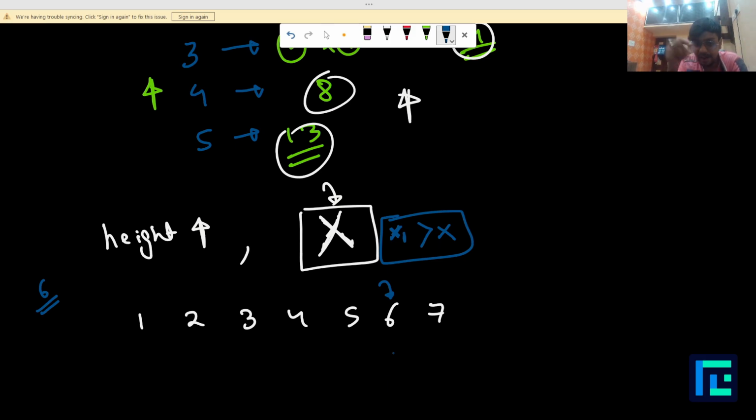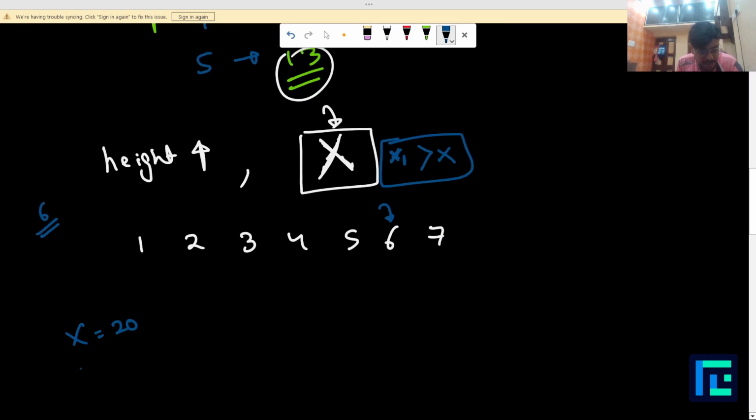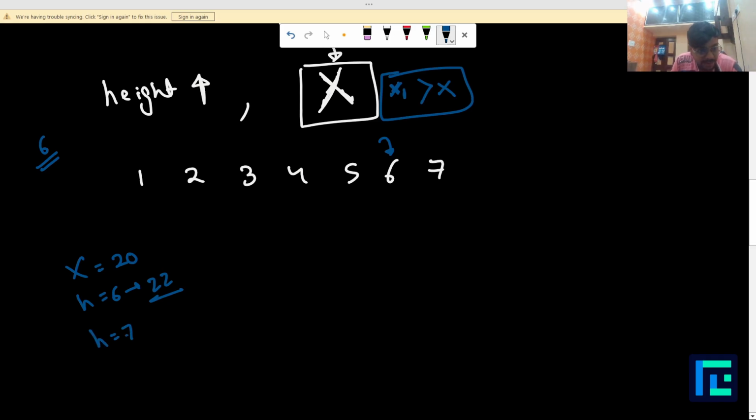Now tell me, if I can't build a tank of height 6, will I be able to build a tank of height 7? Because we know that as we increase our height, units of water is only going to increase. So let's suppose the value of the maximum capacity was 20, and for height equals to 6 you require 22 units of water, and you said that okay, for height 6 I can't build a tank. But again, for height 7 the units of water that you will require will definitely be greater than or equal to 22, right? And since 22 is greater than 20, this amount will also be greater than 20.